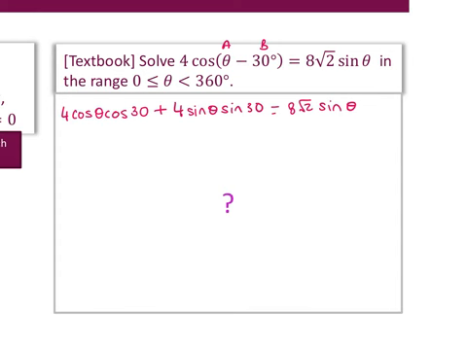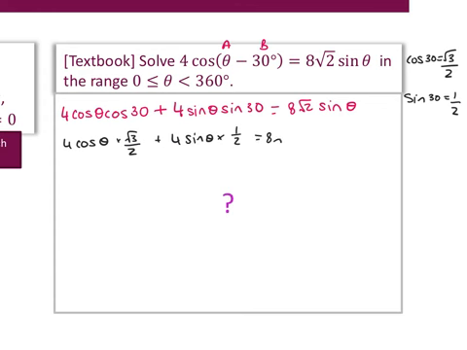So what am I actually going to do now? Well, I know, first of all, that cos 30 is actually root 3 over 2. So everywhere there's a cos 30, I'm going to write this here. And I know that sine 30 is in fact a half. So if you know the exact values, always substitute them in. So we're going to get 4 cos theta times root 3 over 2 plus 4 sine theta times a half equals 8 root 2 sine theta.